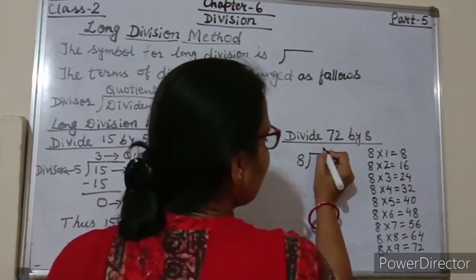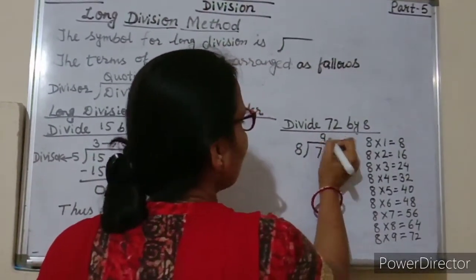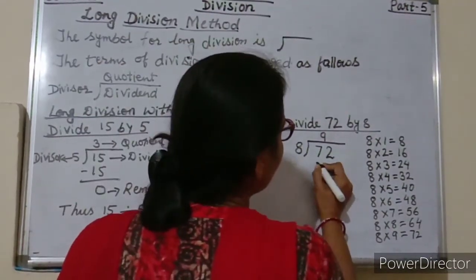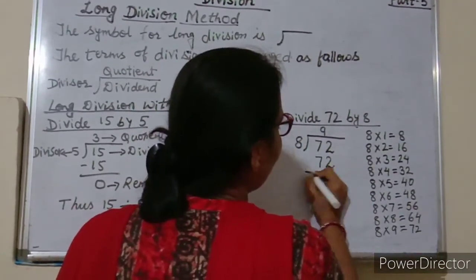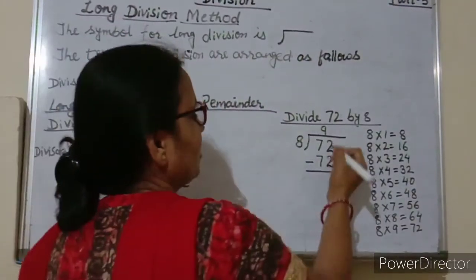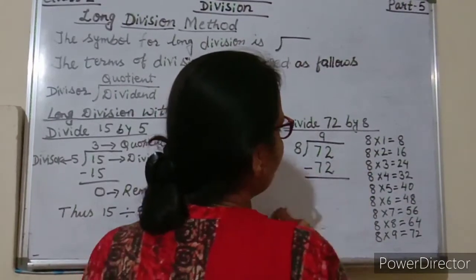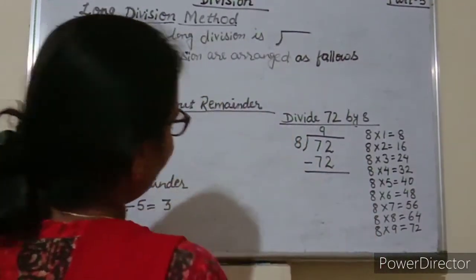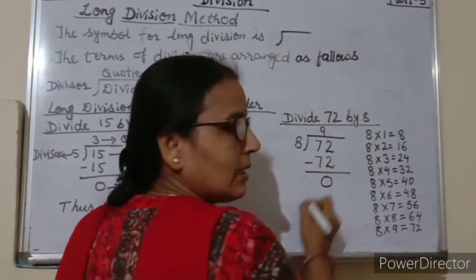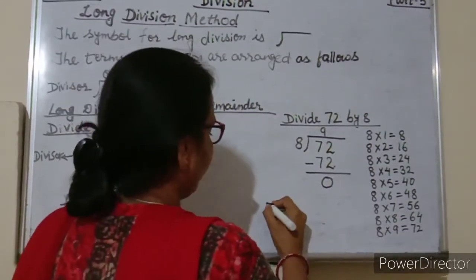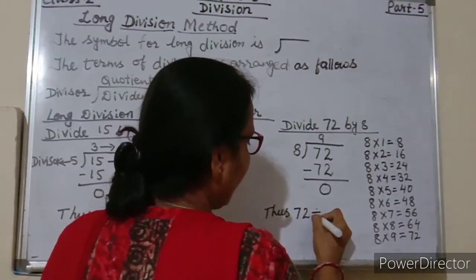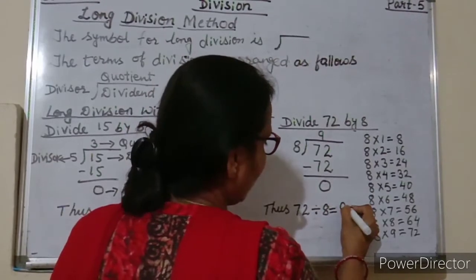So here we will write 9 as the quotient and we will write 72 under the dividend. And what will we do here? We will subtract 72 from 72, meaning 72 minus 72. So 72 minus 72 is equal to 0. So what is 0 here? Yes, 0 is the remainder. So thus 72 divided by 8 is equal to 9.